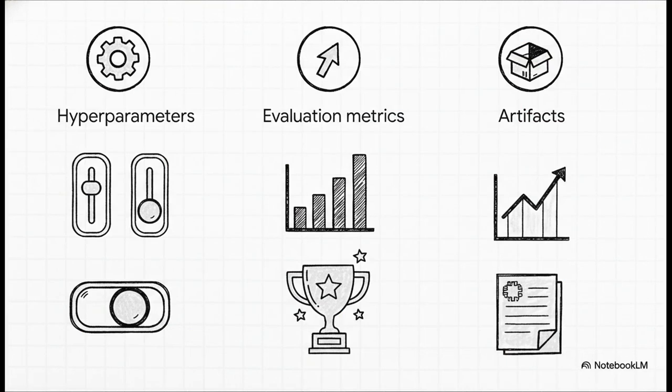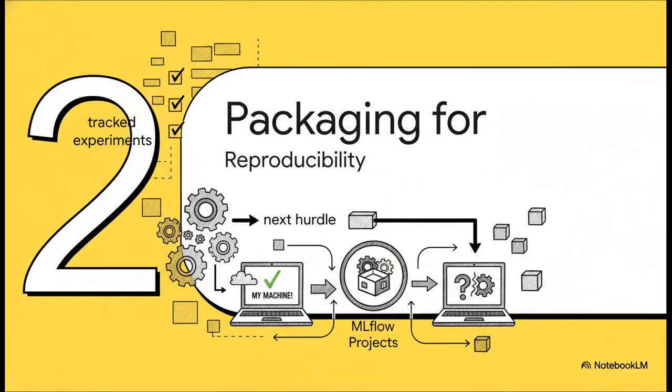So what are we actually logging here? For every single run, that's what MLflow calls an experiment, it grabs everything. It logs the hyperparameters you used, your learning rate, that kind of thing. It logs all your evaluation metrics like your accuracy or your loss. And crucially, it saves what are called artifacts, which is just a fancy word for any files you create, like the actual model file, charts, or even data samples. It's all there.